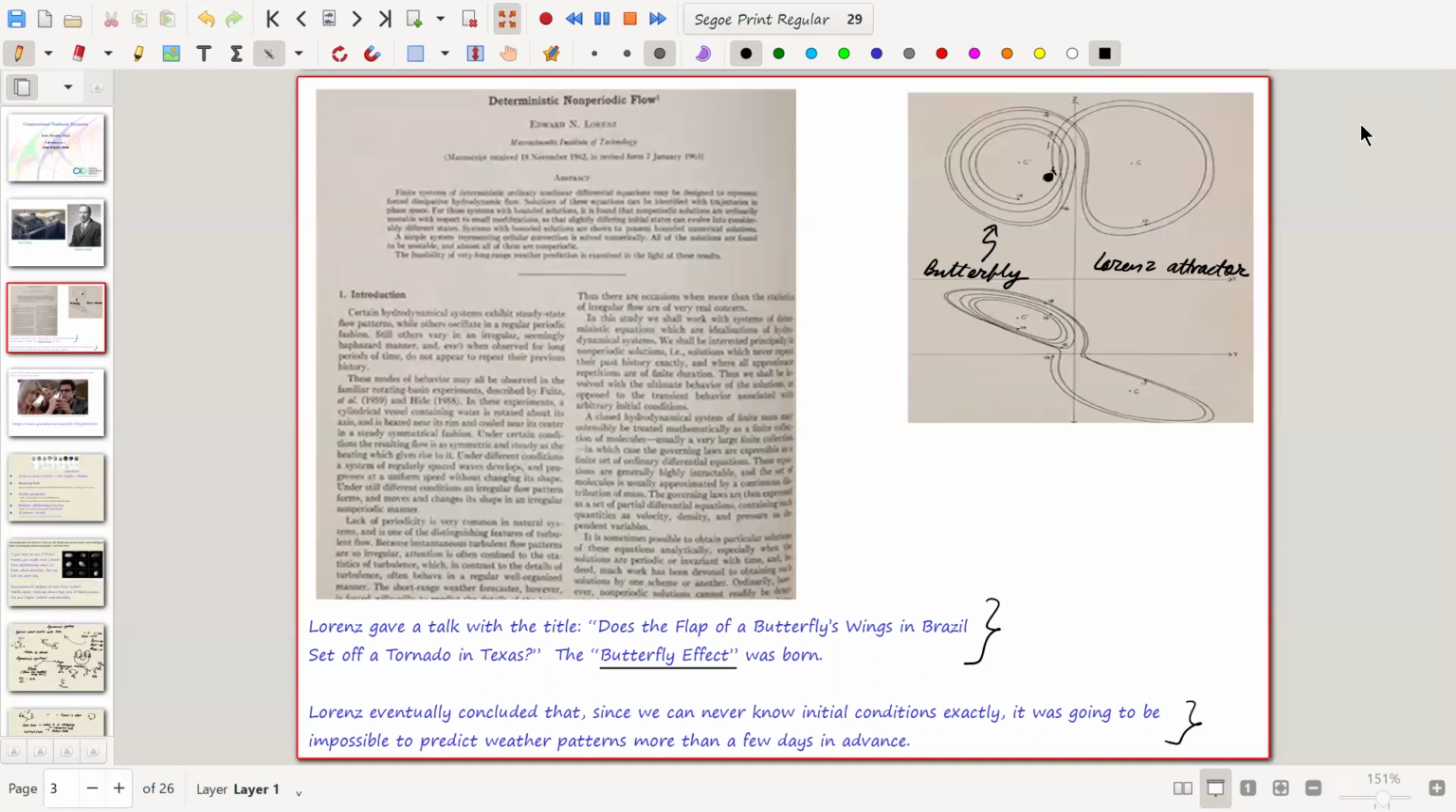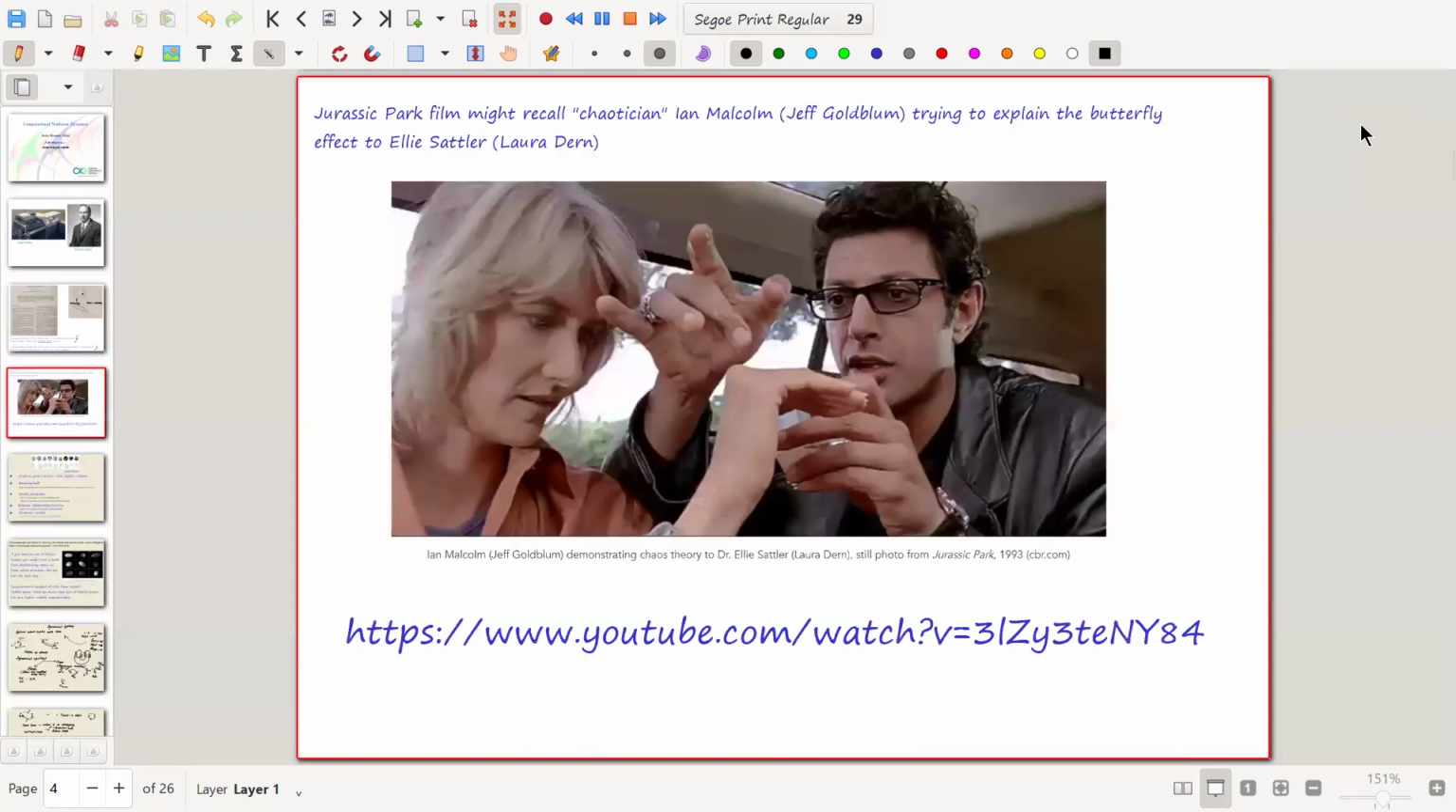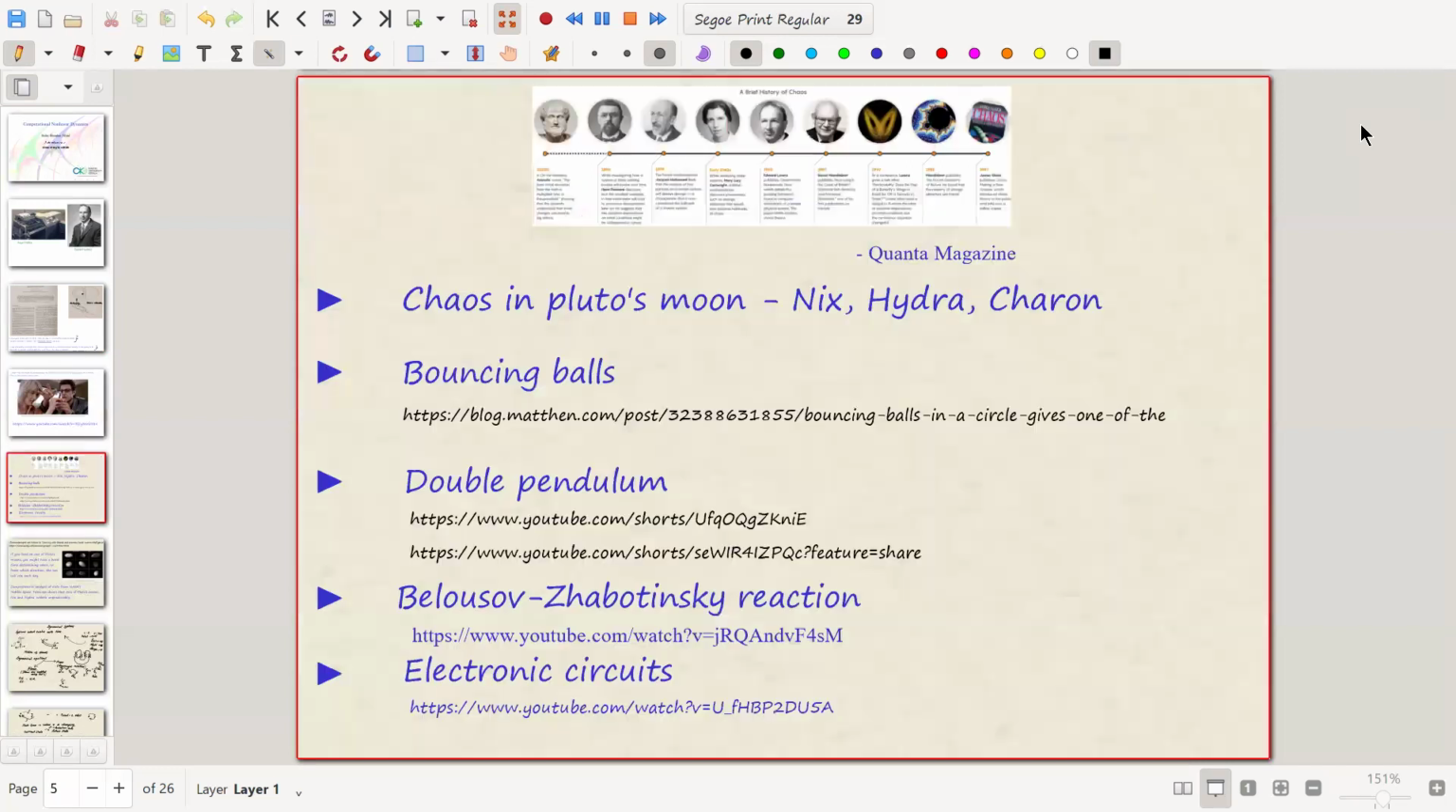You can tell your geoinformatics friends about this application. And this is one such example we saw last time, how in the Jurassic Park movie Ian was explaining the butterfly effect to Ellie. We won't see the video again today. See it at home. So we have a couple of examples of chaos. We will just see this now.